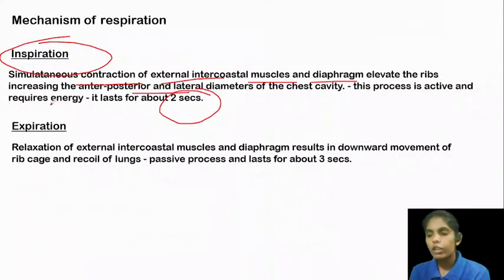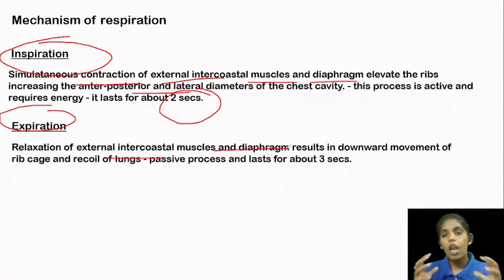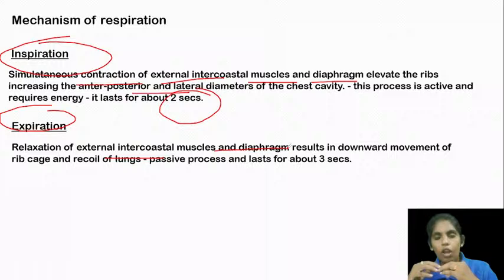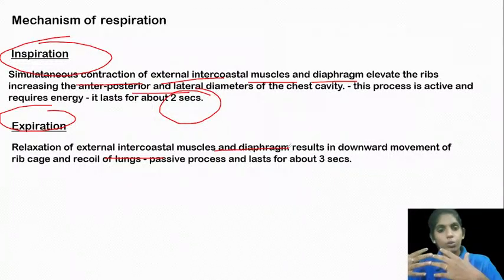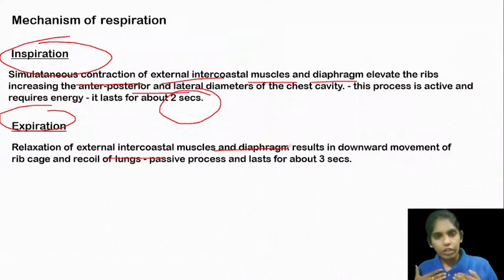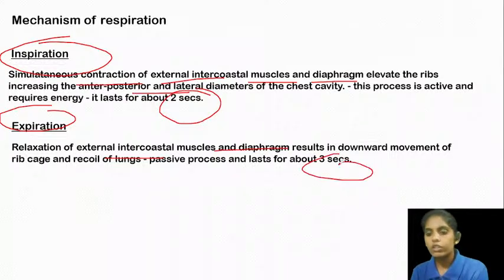And coming to the expiration, the external intercostal muscles and the diaphragm will relax, resulting in the downward movement of the rib cage. So during inspiration the rib cage will expand, and during expiration the rib cage will come towards the down position, so it will flatten. And expiration is a passive process, it doesn't require any energy, and it lasts for about 3 seconds.